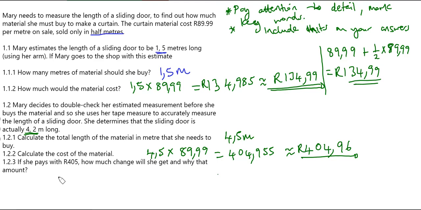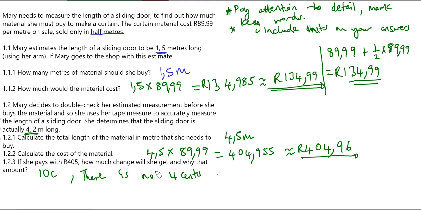So here, how much change? If she pays with 405, she's going to get 10 cents. Okay, so it's 10 cents. Why? Because there's no 4 cents in the system. So here in the currency, we don't have any 4 cents, so they must give you 10 cents.